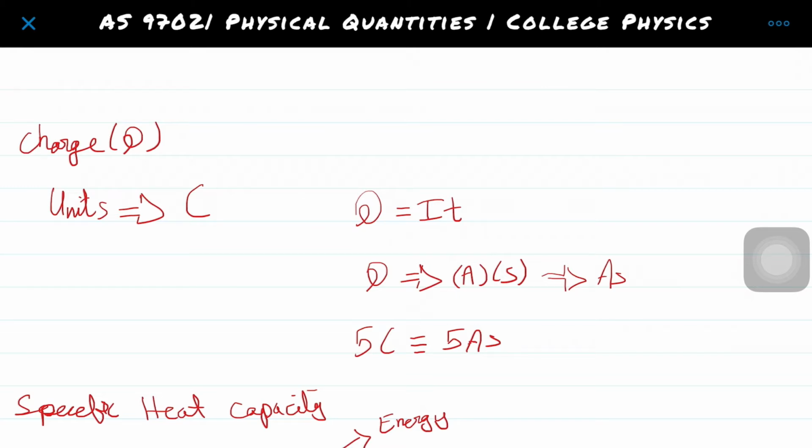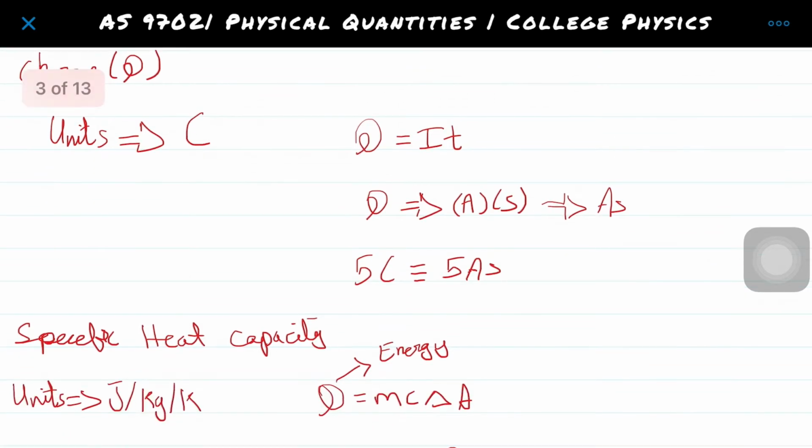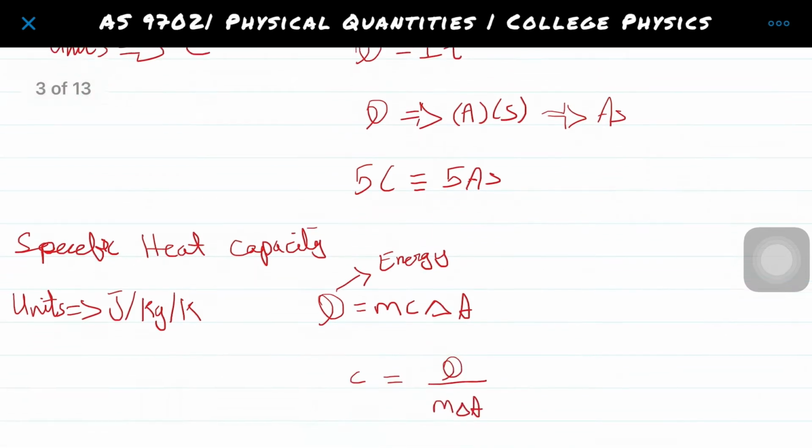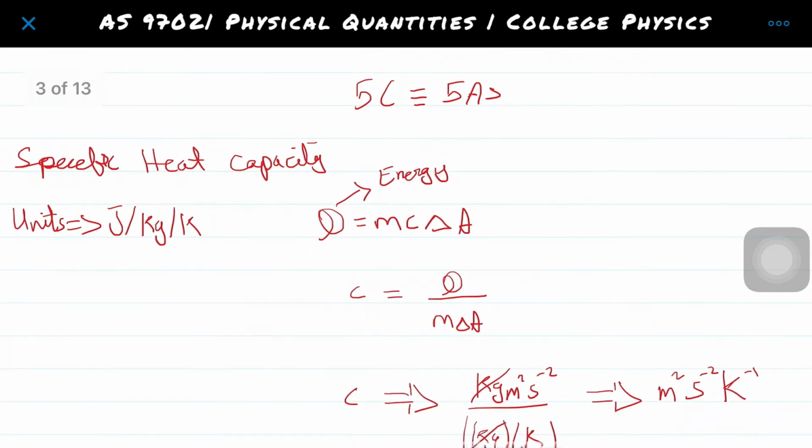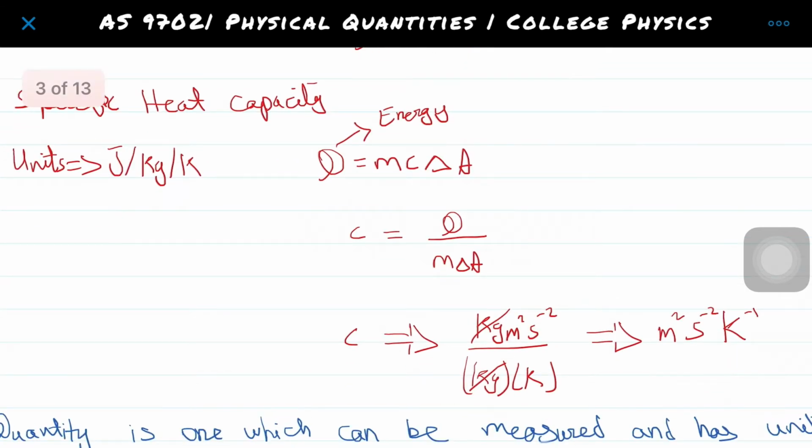Now moving on to the last quantity, which is specific heat capacity. Specific heat capacity has the units of joules per kg per Kelvin, and the formula is Q = mcΔT, right? So Q is basically the energy here. We rearrange the formula, make specific heat capacity the subject, and so we find out that the formula to find the specific heat capacity is Q upon m into change in temperature.